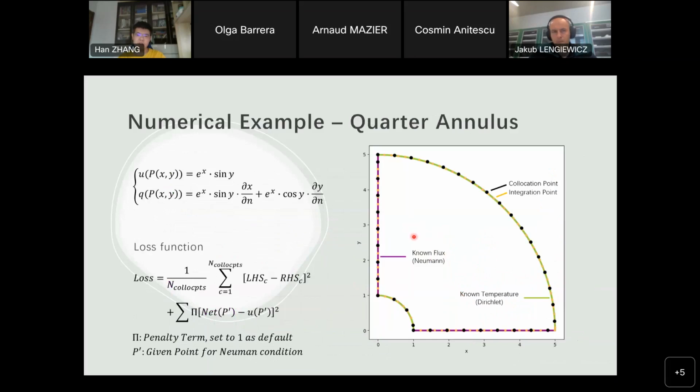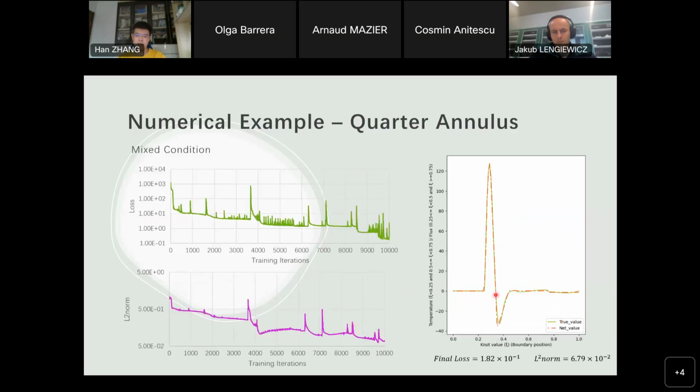Lastly, we proceeded with the training on a quarter annulus. Still a heat conduction problem, under mixed condition. Let's consider it as a radiation problem, where the temperature radiates from the outer edge to the inner edge. With these governing equations, the loss function will remain the same. Here we use 4 neural networks to solve this problem, since there are 4 discontinuities in the boundary conditions.